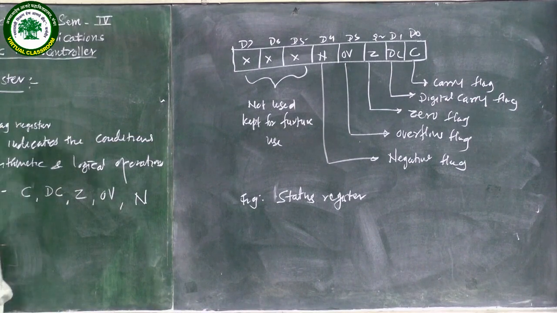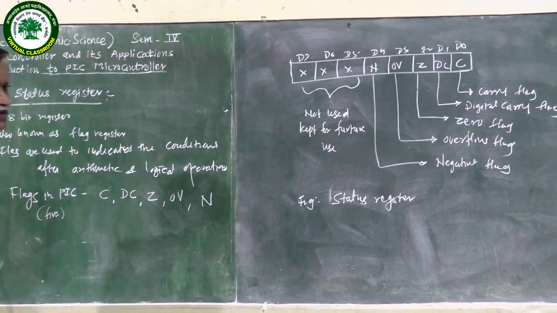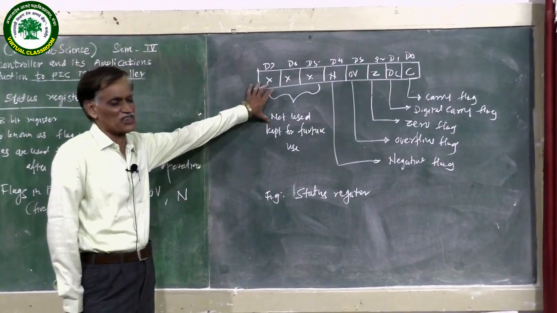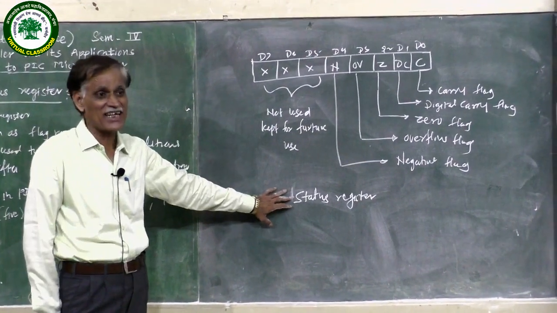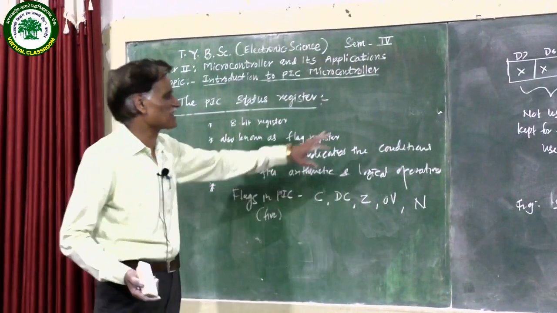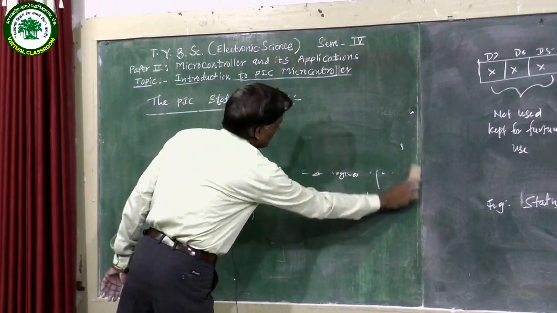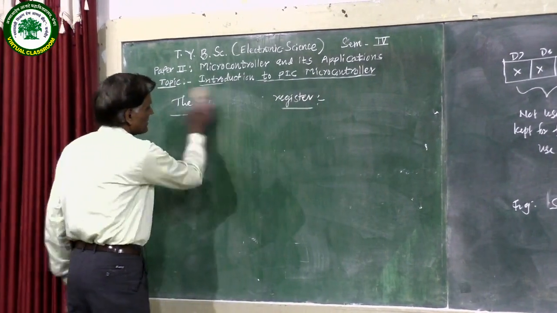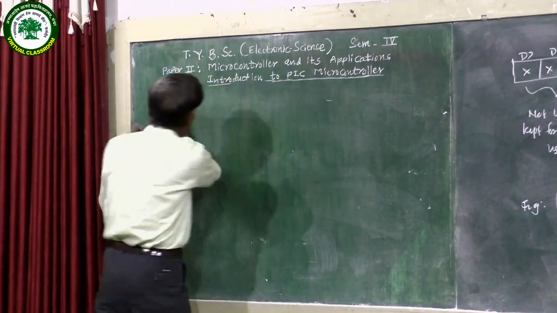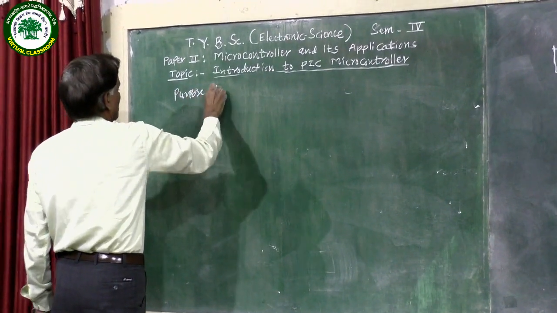After execution of arithmetic and logical operations, the status of the ALU will be reflected inside the register. We are calling it the status register. Lastly, I will explain the purpose of each and every flag in brief.